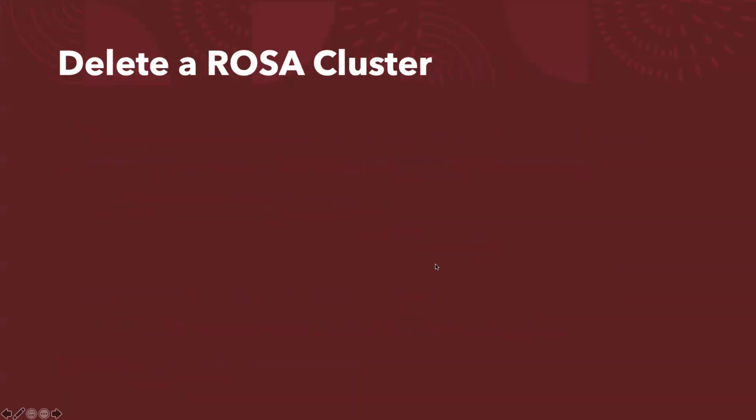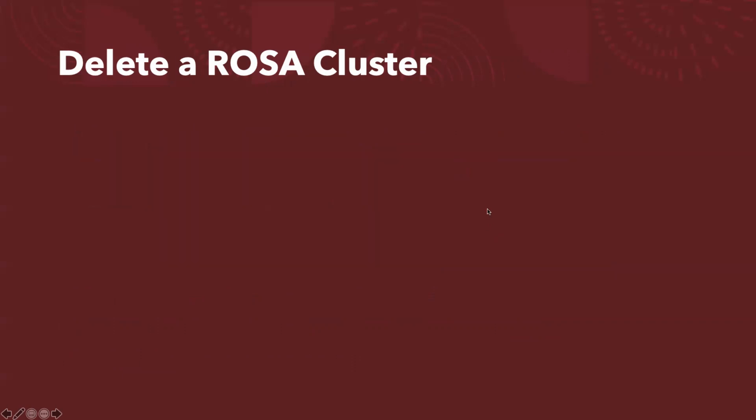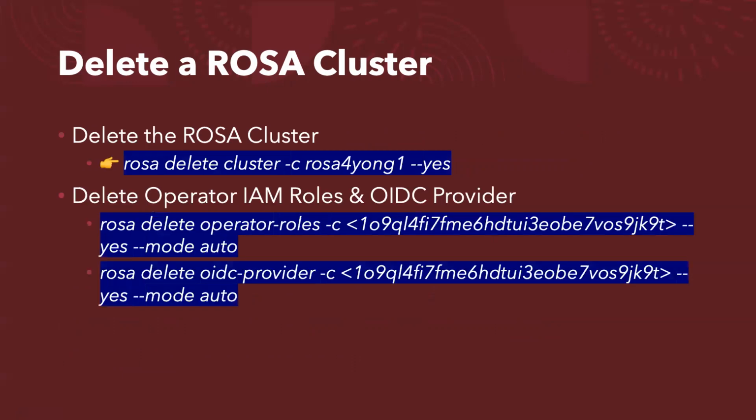Finally, actually, you might want to clean up the environment once you finish your job. So how do you delete the ROSA cluster? You can easily run this command, rosa delete cluster, followed by the cluster name. You might want to automatically accept the yes. But that only deletes the cluster. You might also want to separately delete the operator IAM roles and the OpenID Connect providers, if you're using the OperatorHub IAM roles and the OIDC provider.